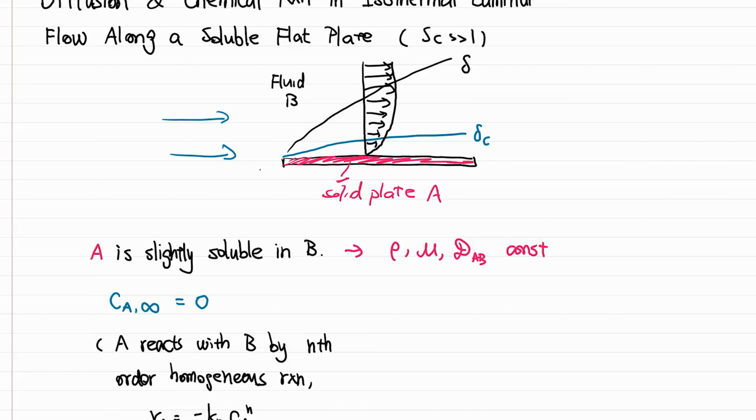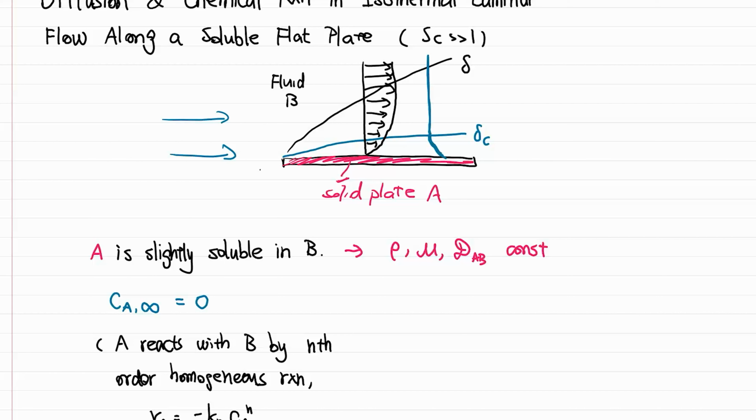Okay, so the question is, what does the concentration profile look like? Would it look like something like this? Basically, outside the diffusion boundary layer, you would expect the concentration to be constant. But what happens inside? You would probably expect something to happen like a curve shape.